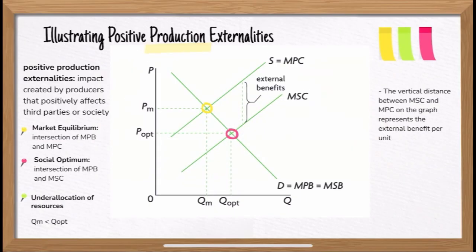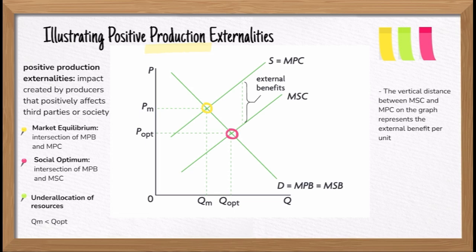First of all, positive externalities of production exist when the production of a good or service creates an external benefit for a third party. Let's take vaccines as an example. Vaccines create positive production externalities because they not only benefit the person who is getting the vaccine, but also the society as a whole. Therefore, society would be better if more vaccines were produced. So, how do we illustrate this?